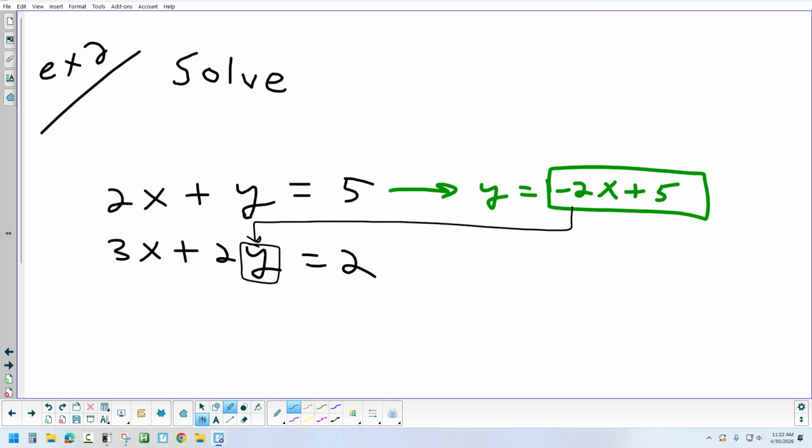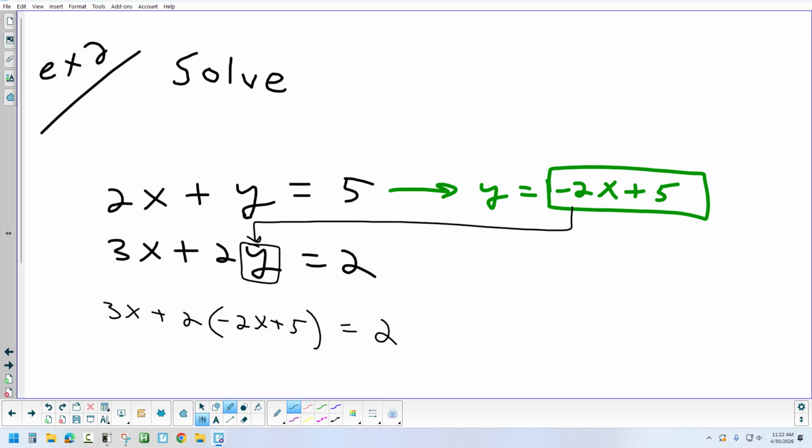Now, there's a number in front of that, so make sure when you fill it in, you do it like this. Whatever you put inside that parentheses is doubled. Everything is doubled. So that 2 is going to end up being a distributive property. So that's negative 2x plus 5 when we fill it in.